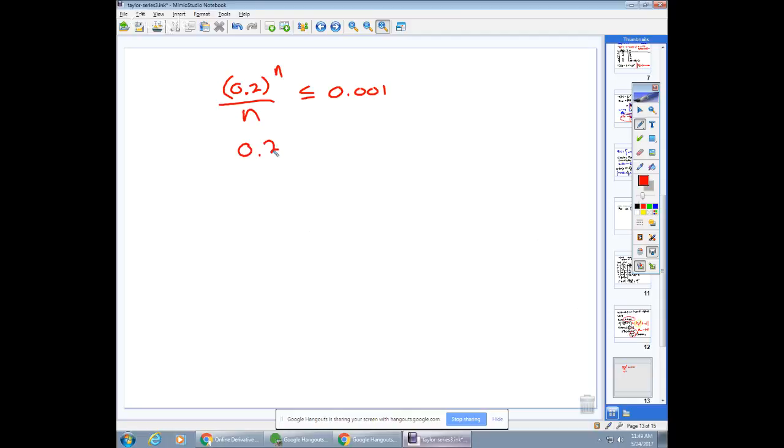0.2 to the power n has to be less than or equal to 0.001 n. Yeah, we can't solve this for n because n is both in the exponent and not in the exponent at the same time. Natural log won't save us here. So the best we can do is guess and check at powers of n until we are in the region we want to be. So a spreadsheet's a good tool for that, or we could just guess with a calculator.